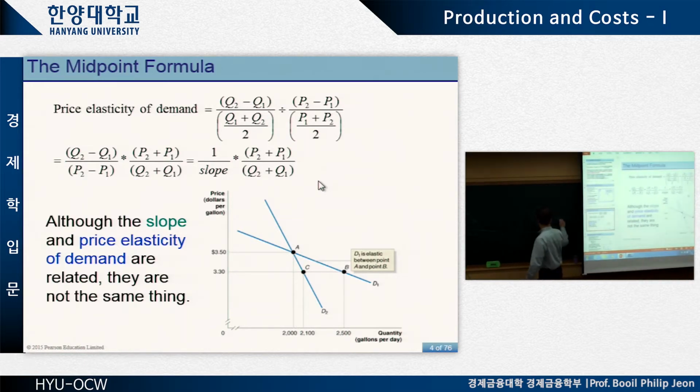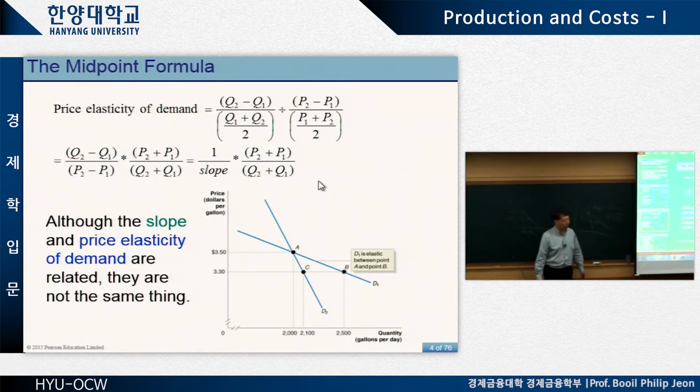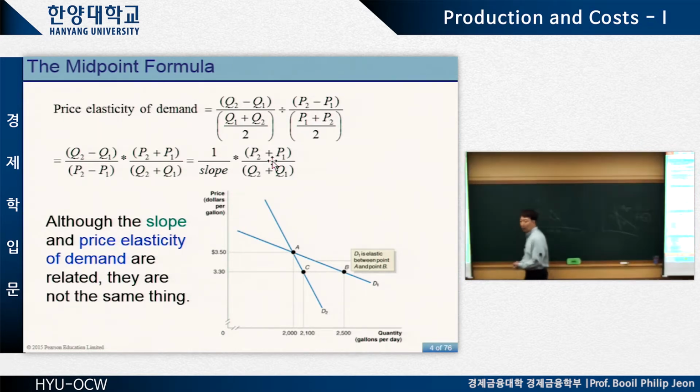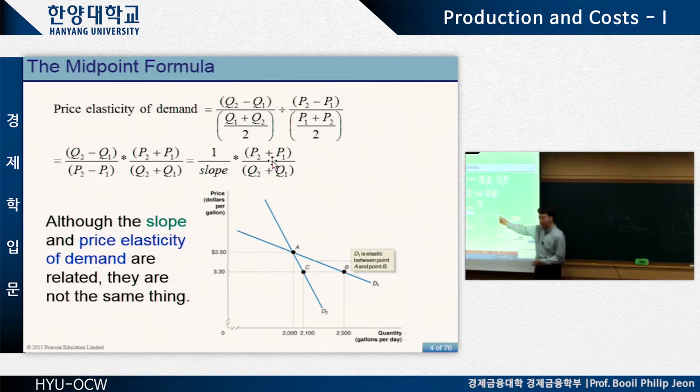Well, for the flatter one, the slope is smaller. Is that right? Okay. So if the slope is smaller, this first term will be larger. Yeah? The smaller the slope, the larger the first term, right? What about the second term? The second term will be the same between D1 and D2, right? Because we are measuring the elasticity at this point A, at one single point, right?